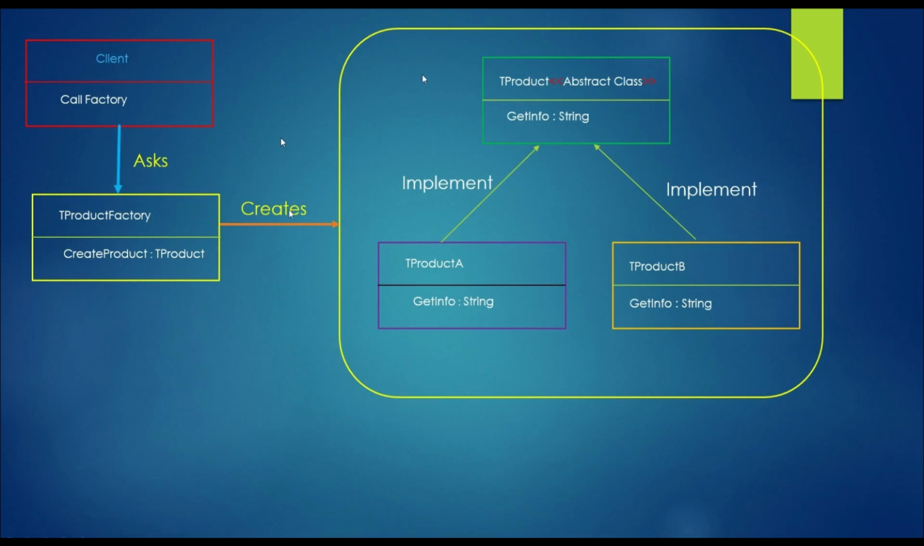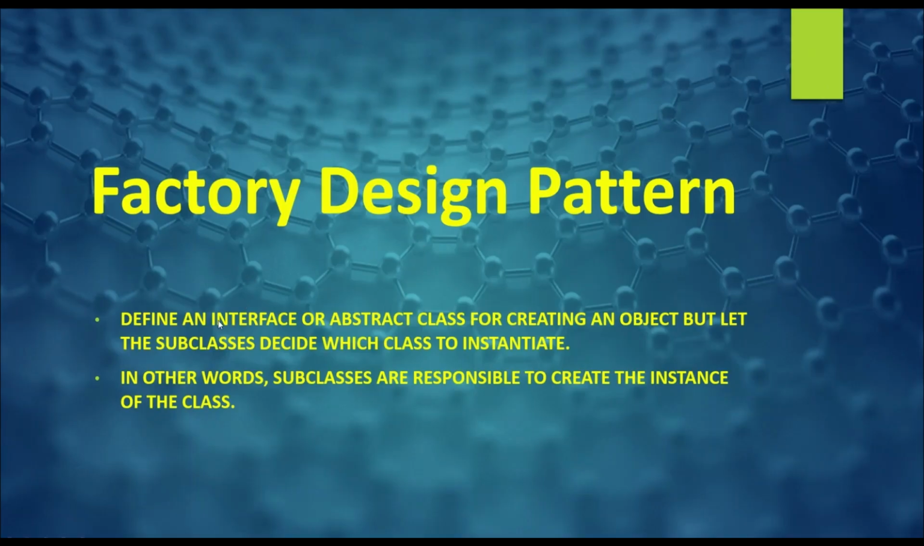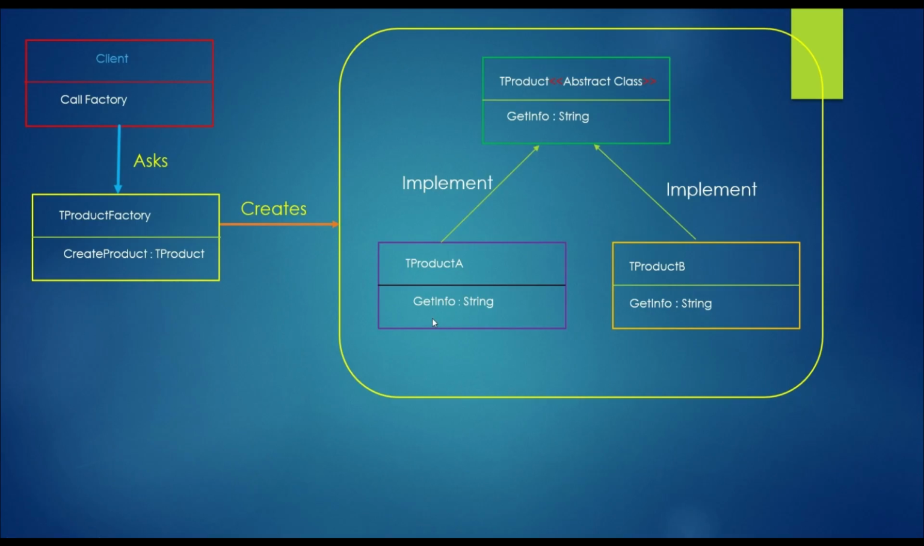Here we can see the class diagram, right? What I have done is I have created one TProduct abstract class. Okay, this is the abstract class. In the definition, we can see: define an interface or abstract class. So I have created an abstract class. We can create an interface also. In this abstract class, I have one method, GetInfo, with return type string.